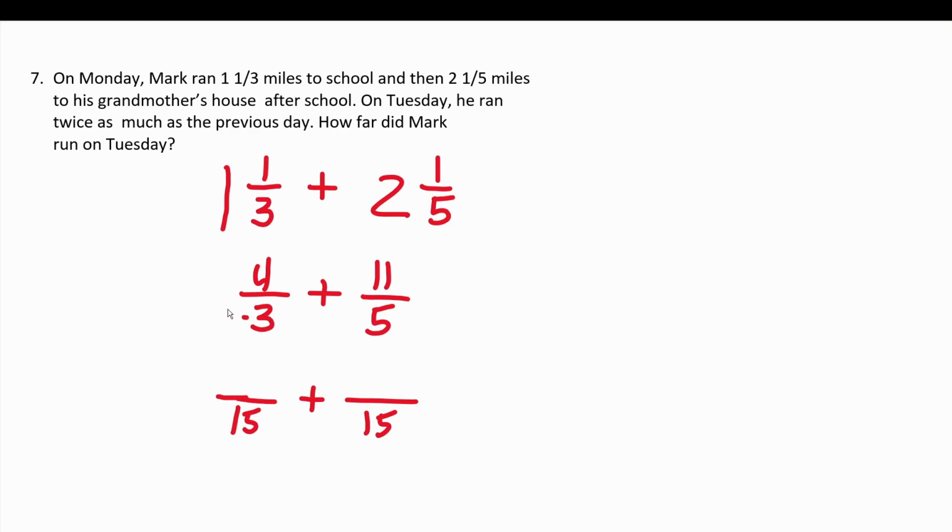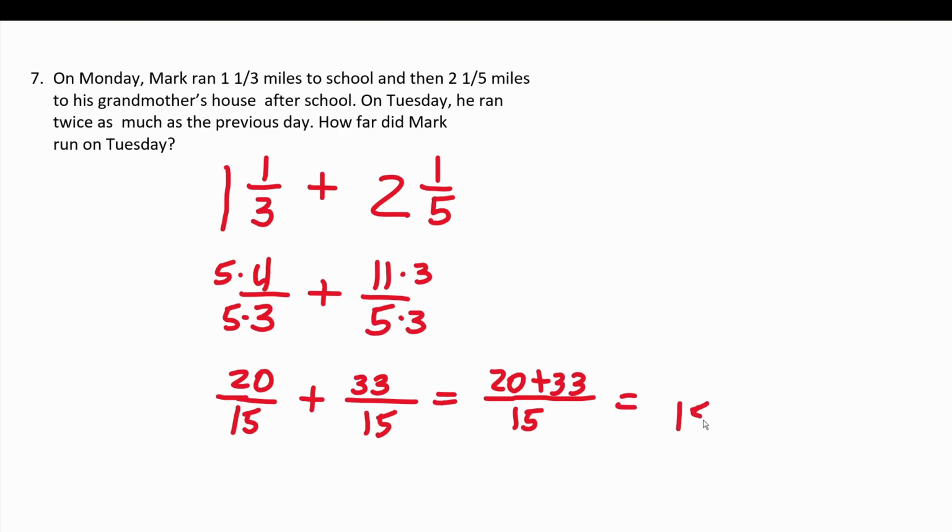To write 3 as 15, of course, you multiply it by 5. We're also going to do that to its numerator. 5 times 3 is 15. 5 times 4 is 20. To write 5 as 15, we multiply it by 3. And we're also going to do that to its numerator. 5 times 3 is 15. 11 times 3 is 33. And now that we have the same denominators, we can go ahead and add the numerators like this. 20 plus 33 is going to be 53. All right, so this is how far he ran on Monday.